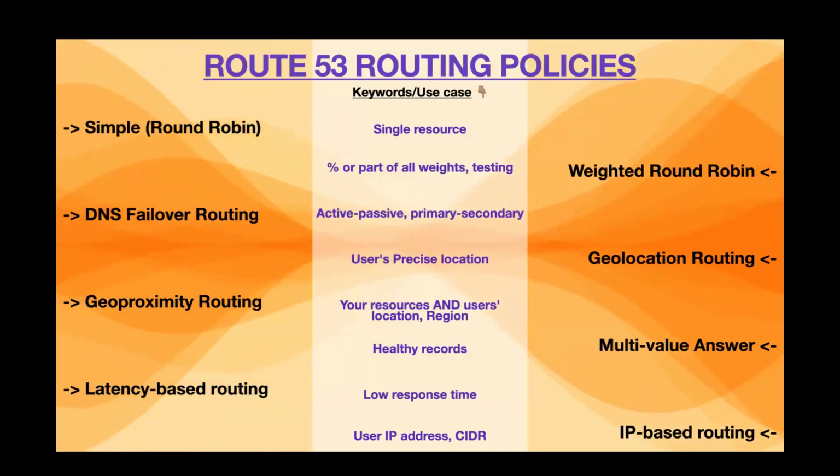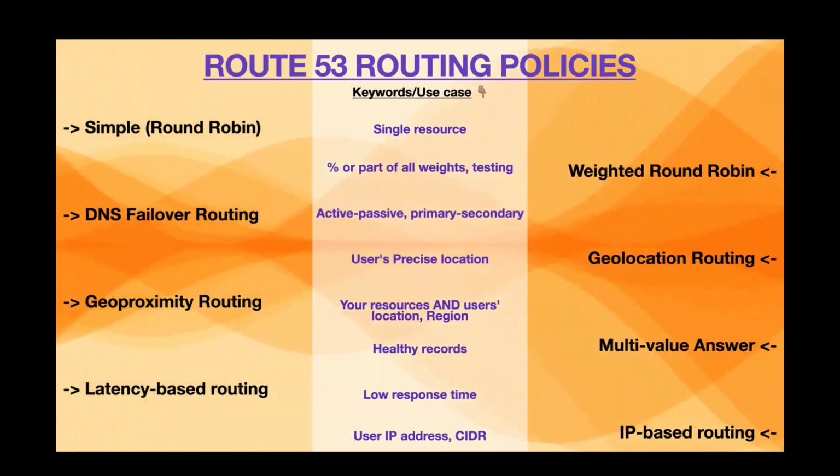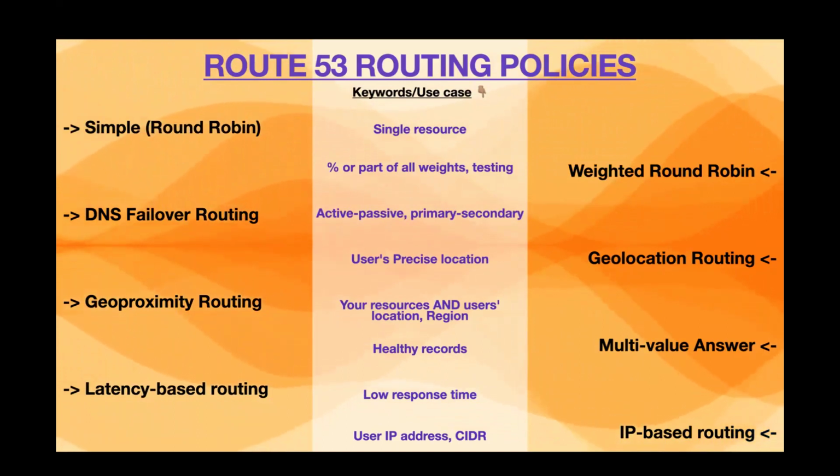So looking at the routing policies, they show how the response is going to be given to the clients making the DNS query. The first one is the simple routing, which is usually done on a single resource. So if somebody queries this particular DNS name, it should respond back with this particular resource.